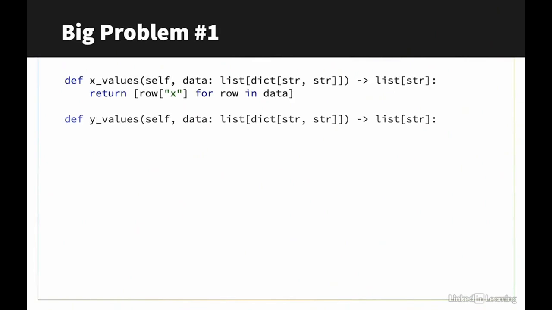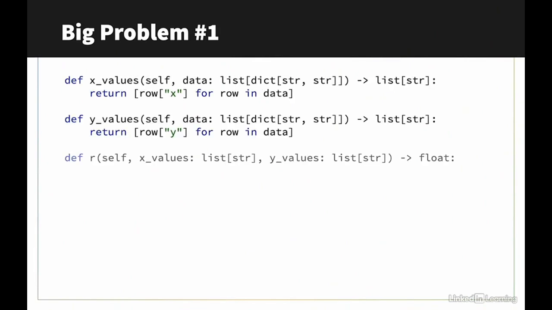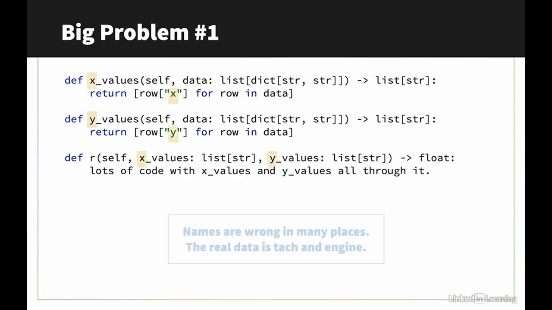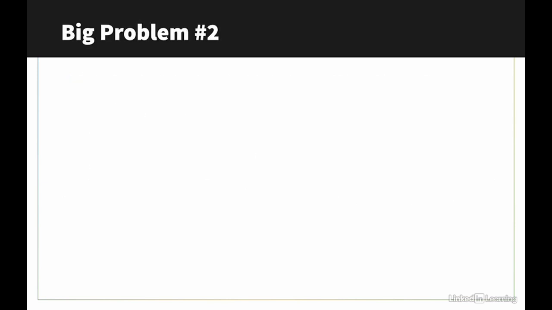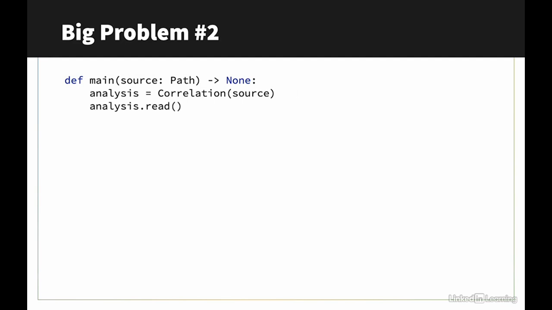Here's the first one. The CSV column names in the file are wrong. My file doesn't have columns named X and Y. They're called tach and engine. If I try to make this change, there are a lot of places where I need to make that column name change.